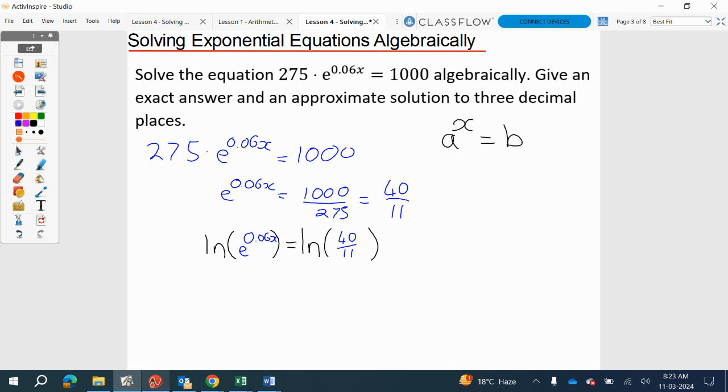What can we do with this 0.06x? If you've done the IXL homework on the properties of logarithms, you would know very easily what we would do with this. It is imperative that you do these homeworks before the next class. The properties of logarithms, look them up on your formula sheet. It's on the Google Classroom. Look them up in your notebooks. Power property, because 0.06x is the power of e.